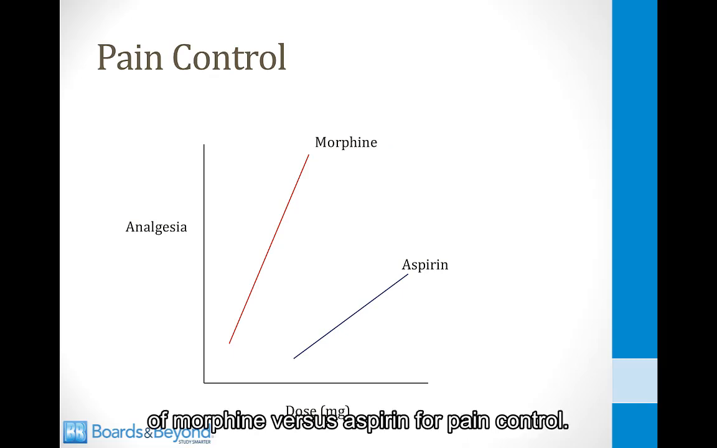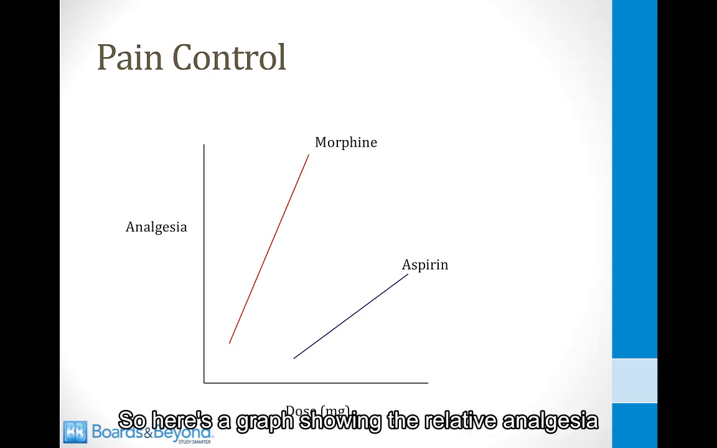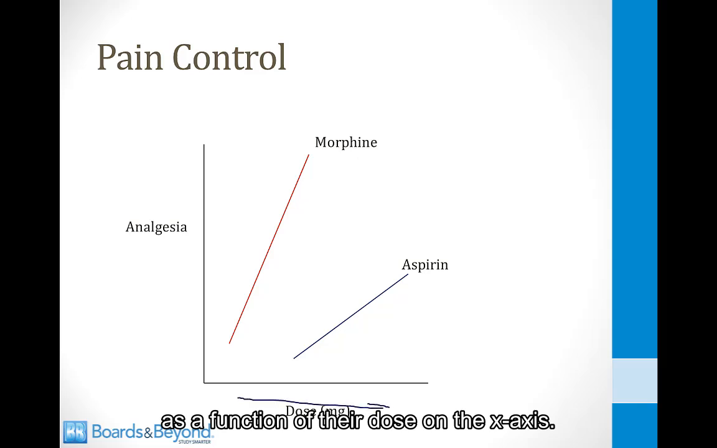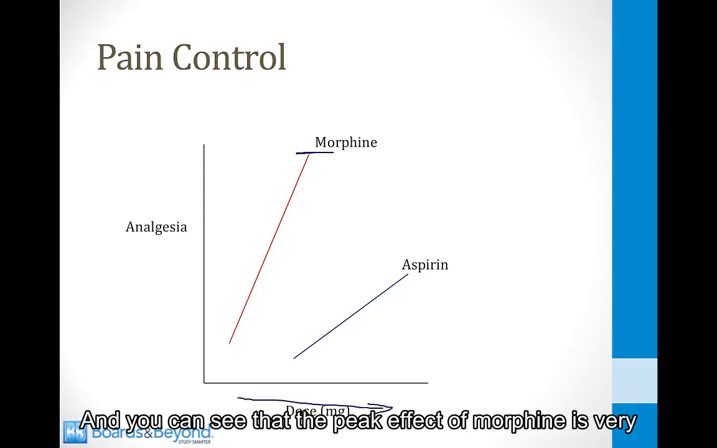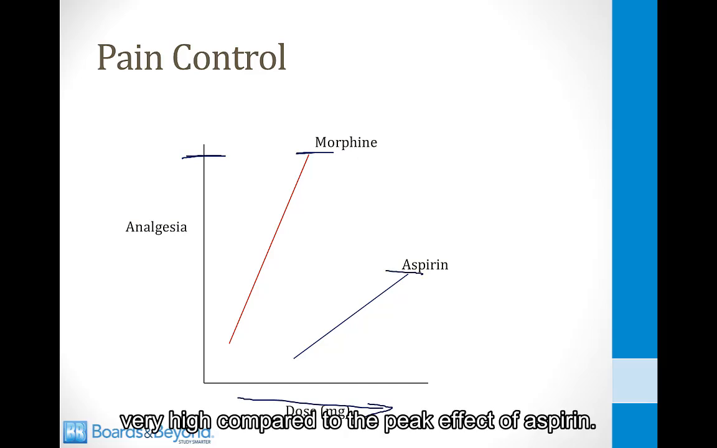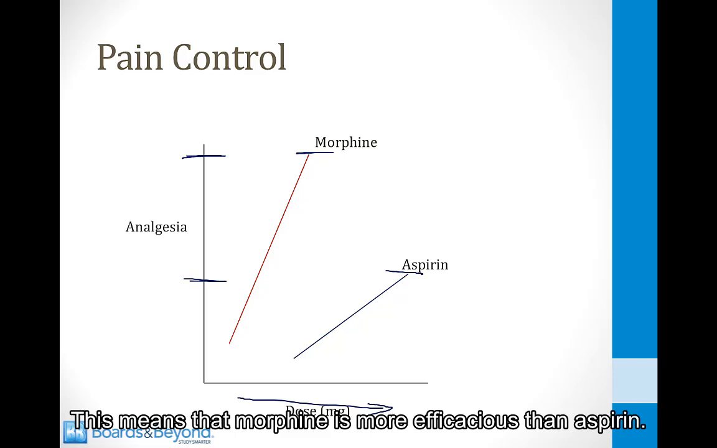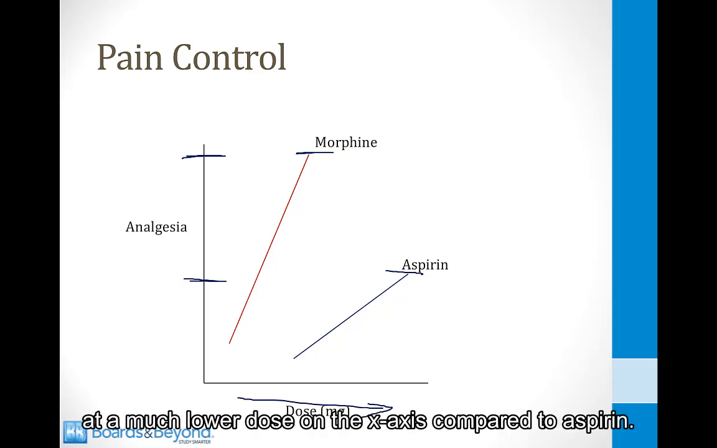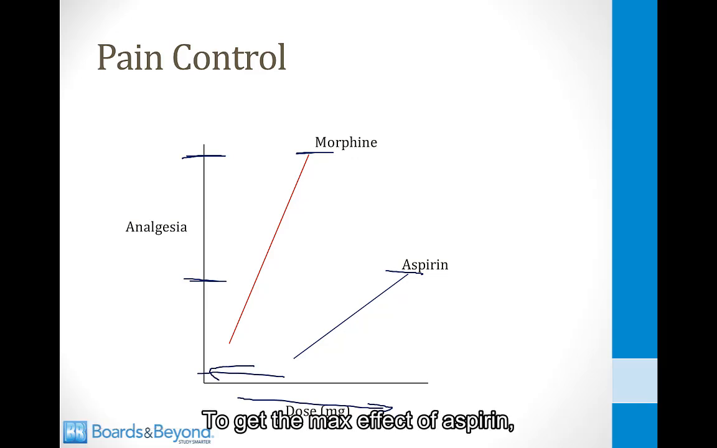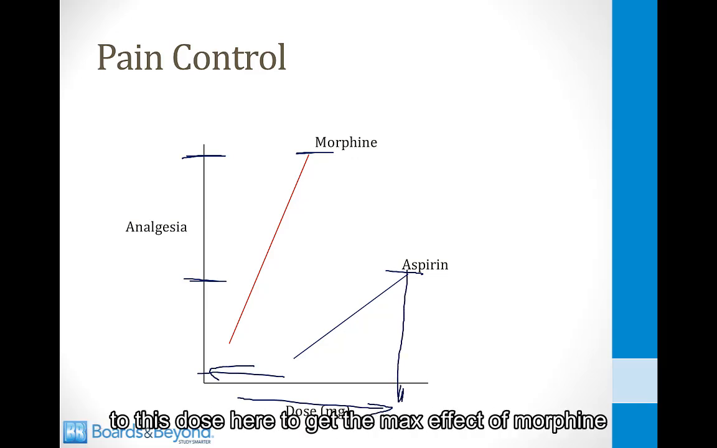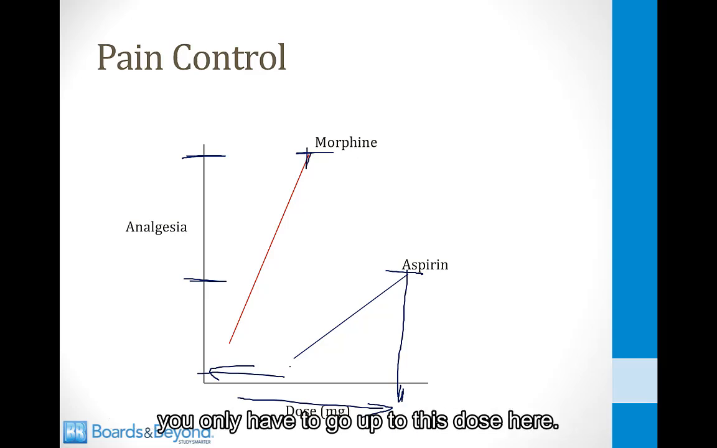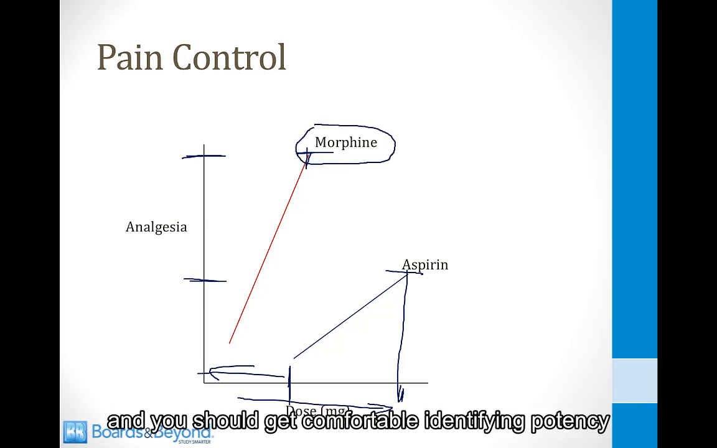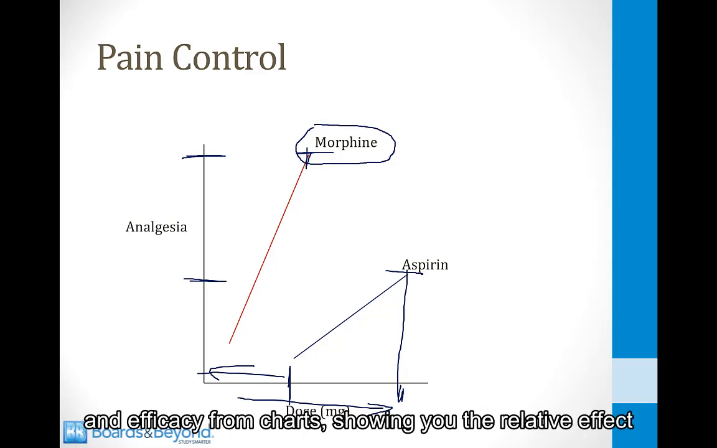Let's get back to our example of morphine versus aspirin for pain control. So here's a graph showing the relative analgesia or pain control achieved by the two drugs as a function of their dose on the x-axis. And you can see that the peak effect of morphine is very, very high compared to the peak effect of aspirin. This means that morphine is more efficacious than aspirin. You can also see that morphine achieves its effects at a much lower dose on the x-axis compared to aspirin. To get the max effect of aspirin, you have to go all the way up to this dose here. To get the max effect of morphine, you only have to go up to this dose here. So this means that morphine is more potent as well.